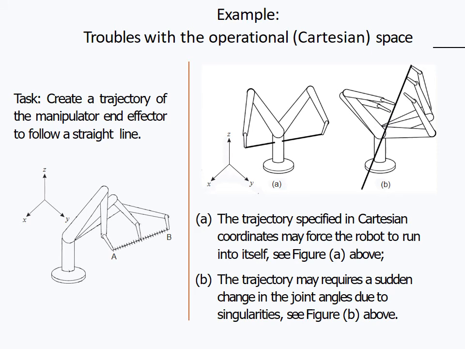Next one, Cartesian space technique. So in Cartesian space, the trajectory of the manipulator and interpreter is to follow a straight line. For example, in this A to B, we need to move joints and links like this to create a straight line movement. The trajectory specified in Cartesian coordinates may force the robot to run into itself.